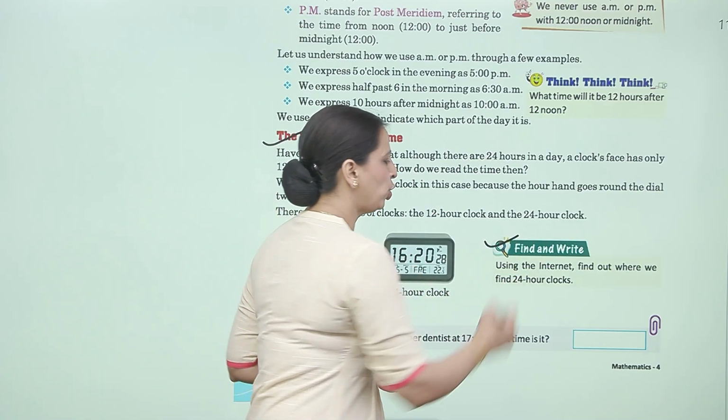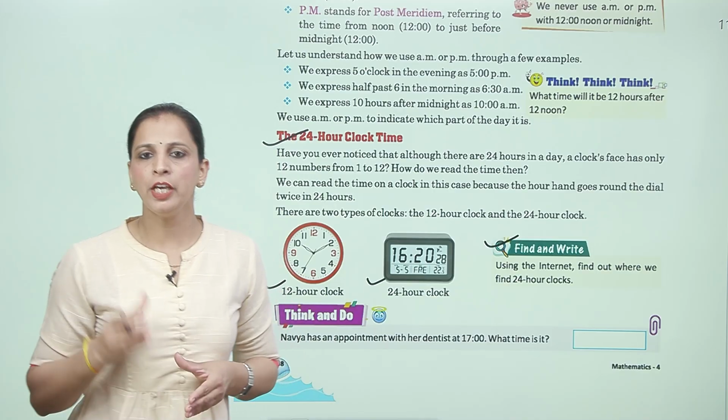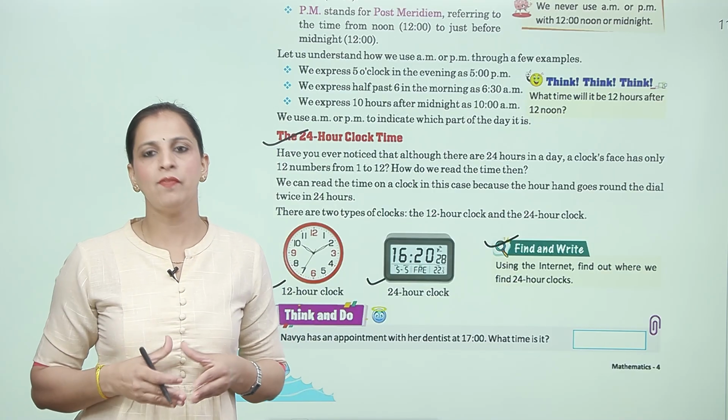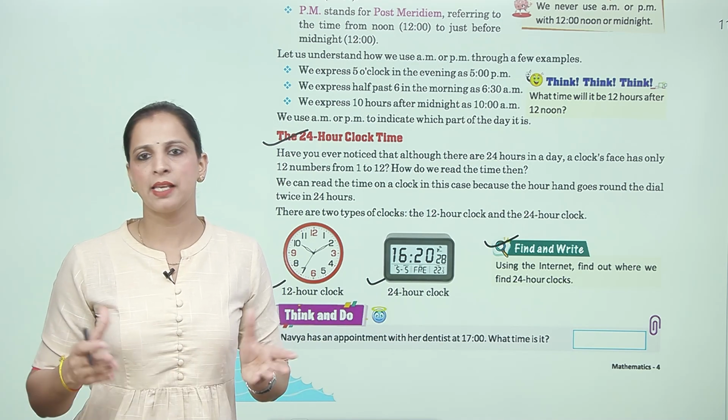Now find and write. Using the internet, find out where we find the 24-hour clock. Mostly हम कहाँ पाते हैं? रेलवे स्टेशन पे, एयरपोर्ट्स पे. बाकी के आप find out करेंगे.